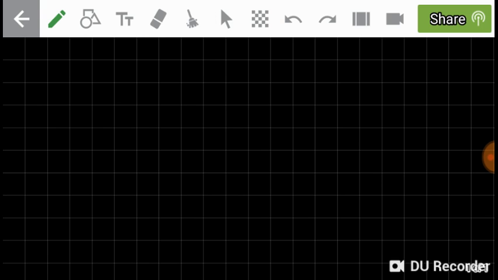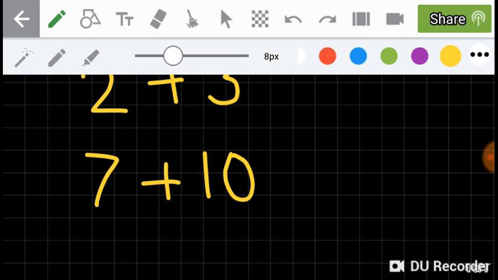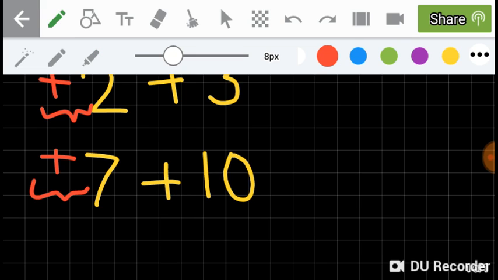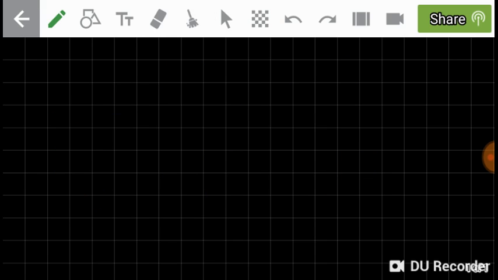Say for instance we have 2 plus 3 or 7 plus 10. We know very well here both the numbers are positive. Here it is plus 2, and here, if nothing is given, it is plus 7. So when both the numbers are positive, we basically add the numbers and get the result 5. Similarly, 10 plus 7 will make it 17. The easy one, right? Now let us move on to type 2.